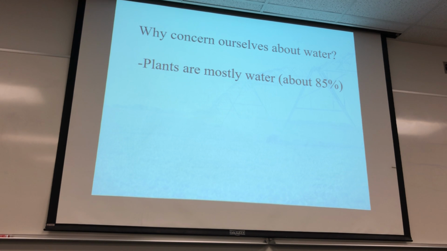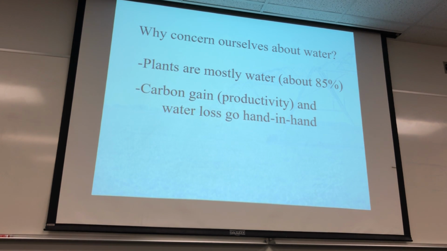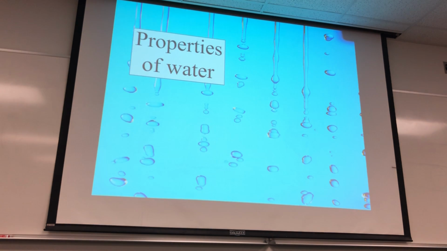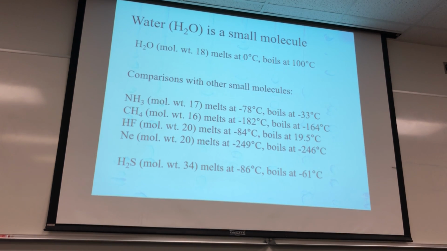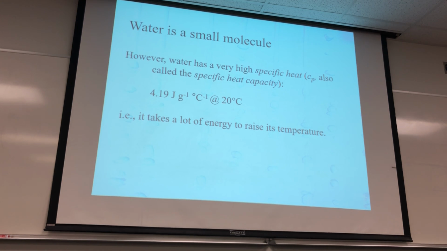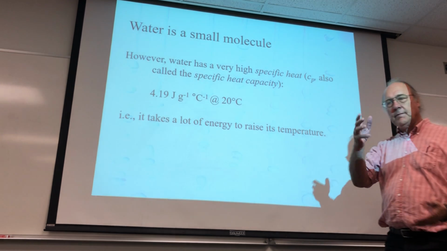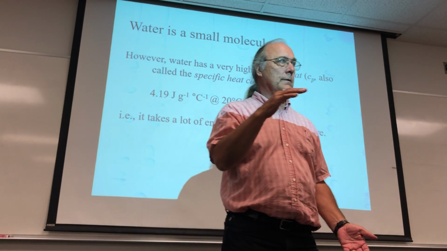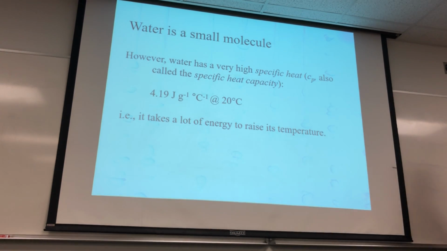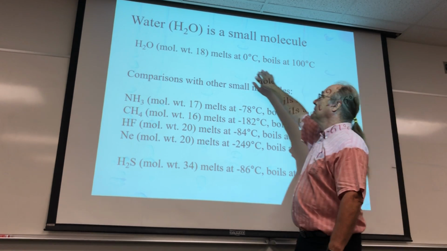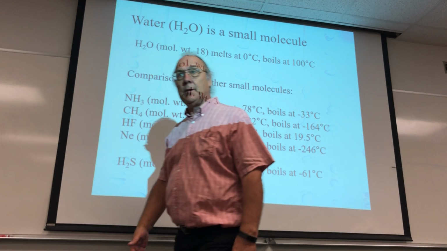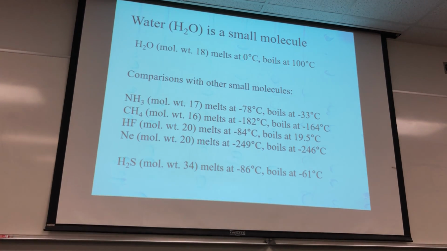Why concern ourselves about water? Plants are mostly water, carbon gain, water loss. Properties of water. Water has a high boiling point, high melting point because of the hydrogen bonding going on between the molecules. This helps plants cope with their environment because in the temperatures plants experience here on Earth, we are within this range between the melting point and boiling point, and water exists as a liquid.